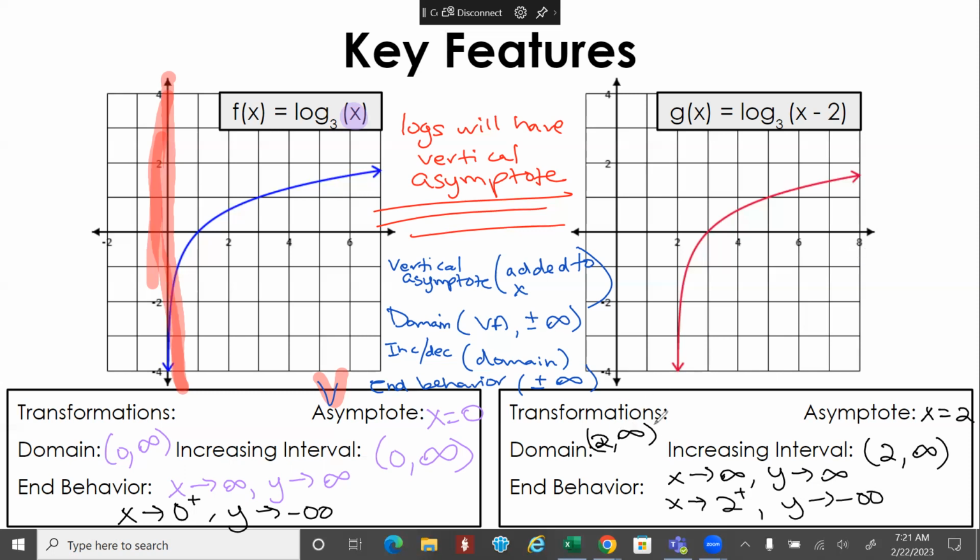Okay, the one transformation that we have is this move 2 units to the right. This also has a base of 3. And that's one thing that I didn't mention over here. This one also has a base of 3, which is slightly a transformation, but you could kind of consider this a parent function depending on the question. This one moved 2 units to the right, and we can see that from that -2.